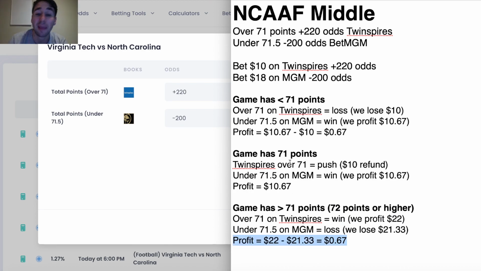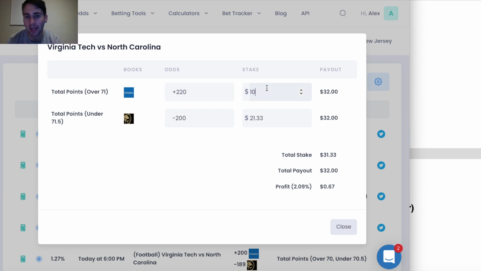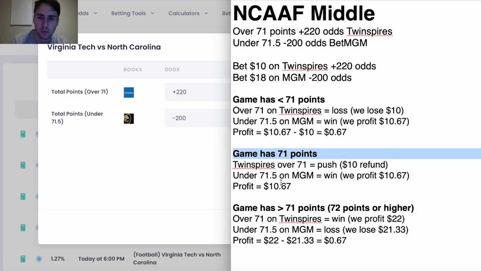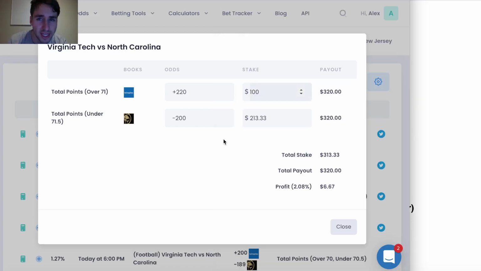So if the game has less than 71 or more than 71 points, we profit 67 cents. But if the game has exactly 71 points, then one bet is a push, one bet is a win, and we have this massive payout. Of course, it's not that big. I was only betting $10, but you can imagine here, if you put $100 on this, this would be 106.7, right? And that is the point of a sports betting middle, is you aren't risking capital, right? In this example, you can't lose money, but you have the possibility of a big payout.